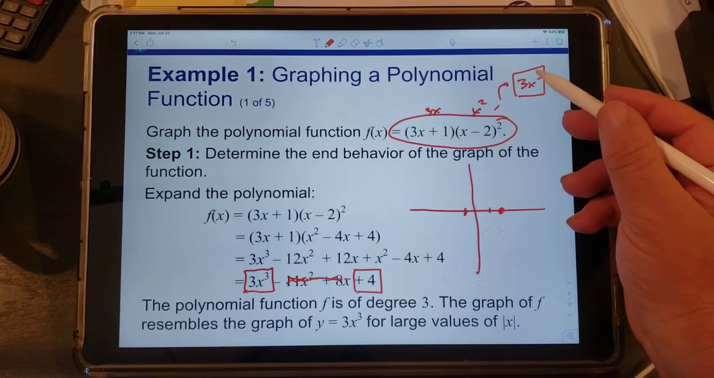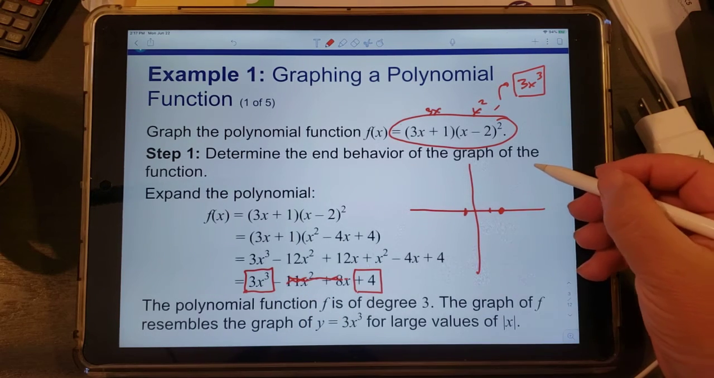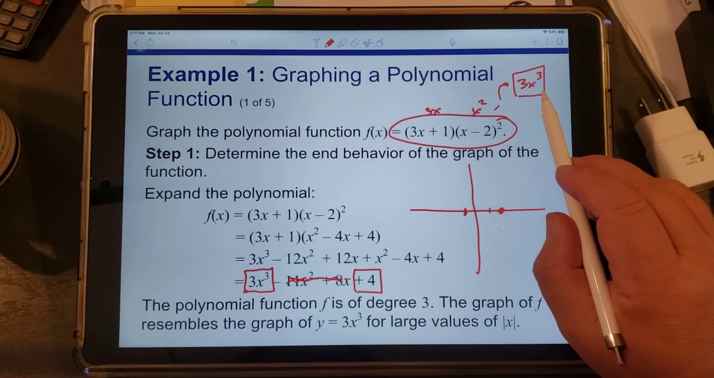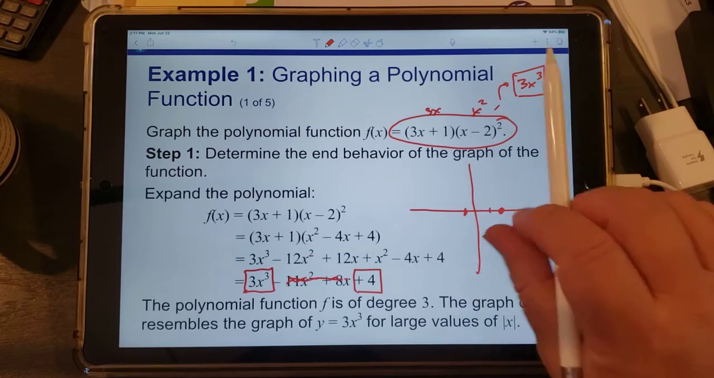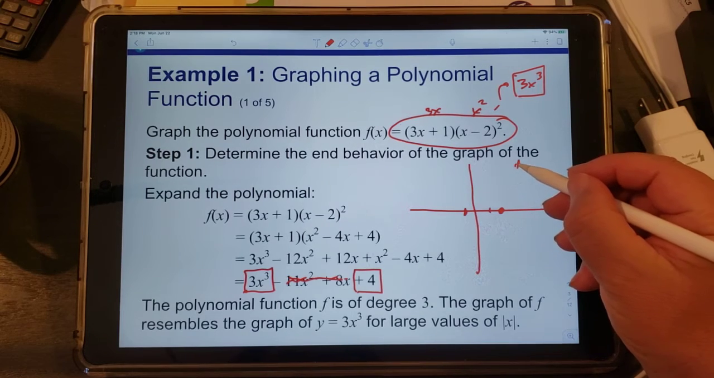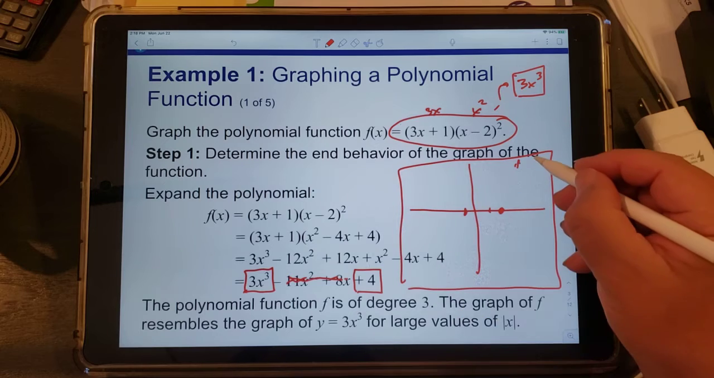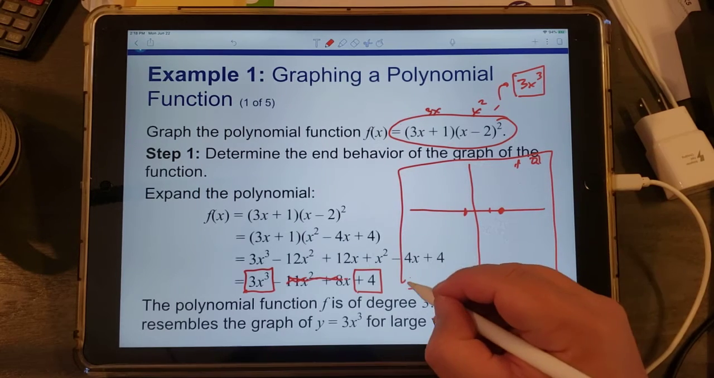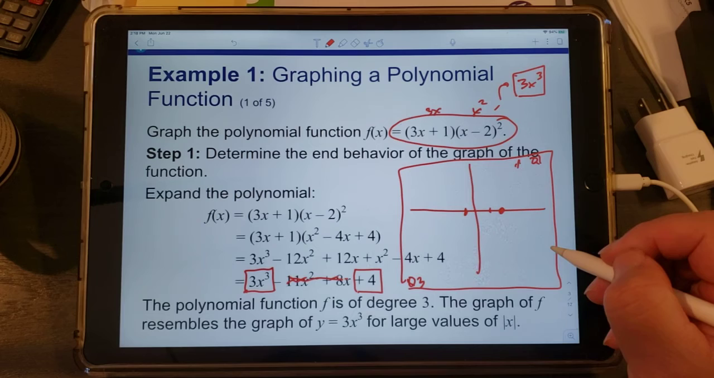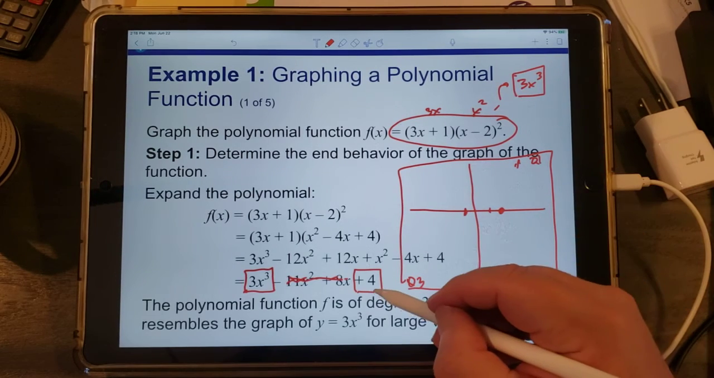So that means this graph, with or without these middle terms, is still going to do what 3x cubed, or really just x cubed, does. And what I mean by that is it's going to leave the box in quadrant 1, and it's going to leave the box in quadrant 3. So we know that.